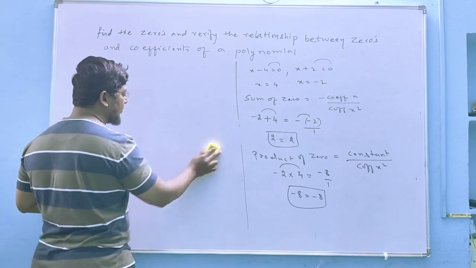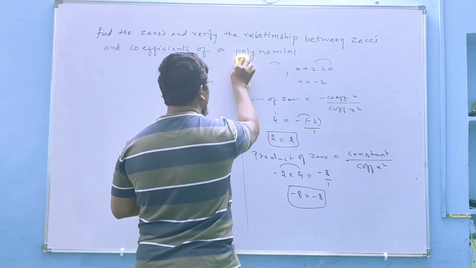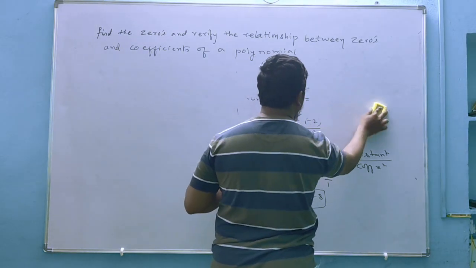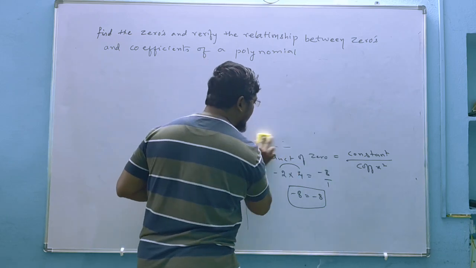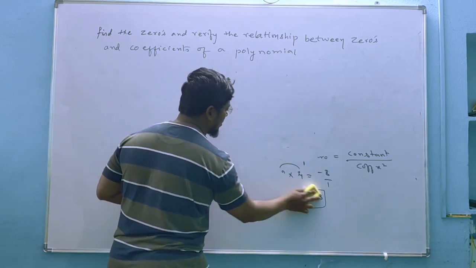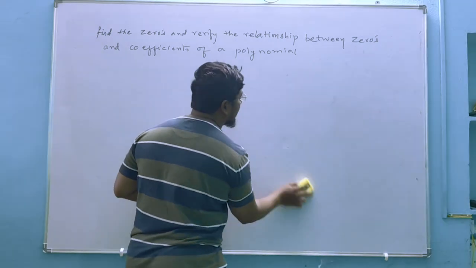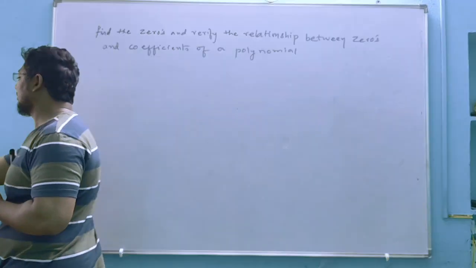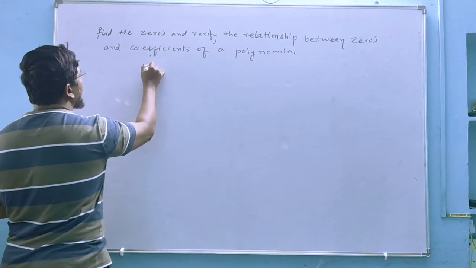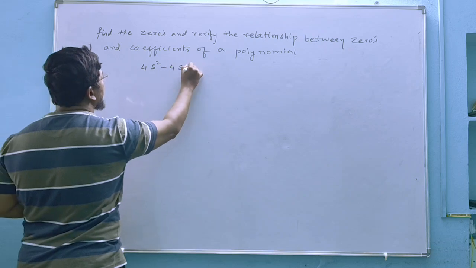Here the variable is different. 4s square minus 4s plus 1. Next question.